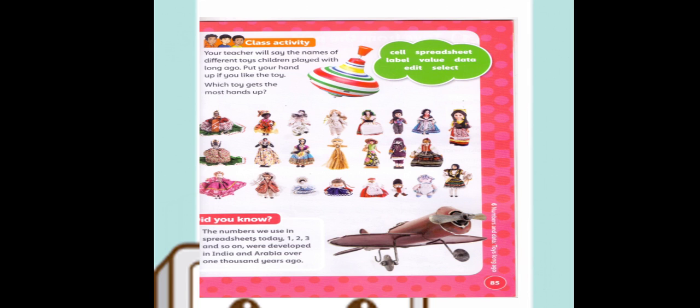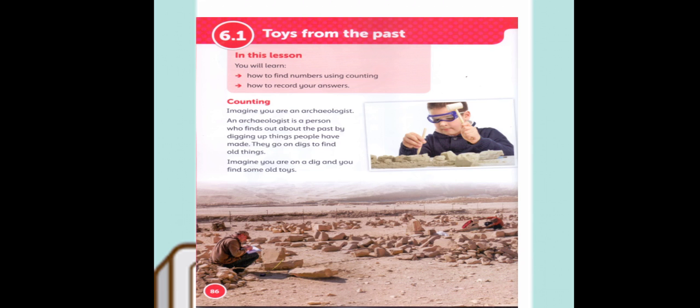The numbers we are using right now, 1 2 3, were basically developed in India and Arabia 1,000 years ago. These are the numbers we are using now. In this chapter we will learn how we can add, how we can sum with the help of Excel. Before that we will do it with the help of our fingers and the calculator. Now we will learn how to use the spreadsheet. Counting means we will count 2 plus 2 is equal to 4, 1 plus 2 is equal to 3.